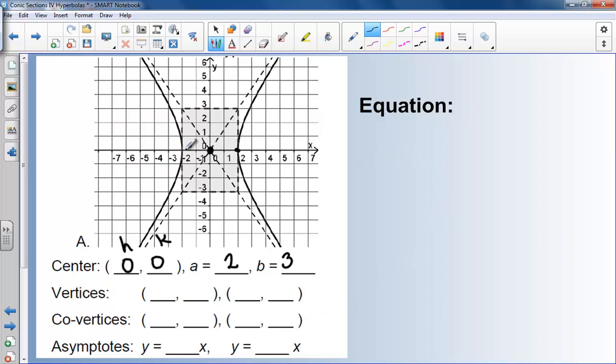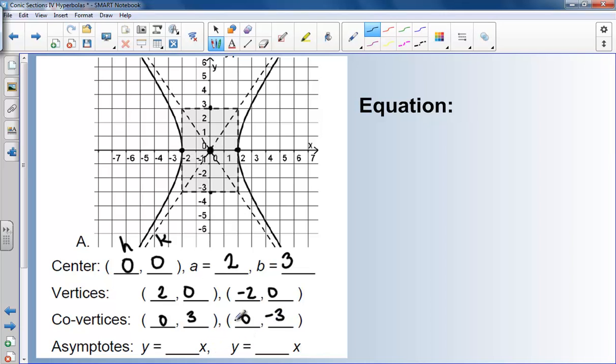And so start with vertices. So vertices are going to be where the graph is. So in this case, there are these points right here. And so I can write down the coordinates. It's at 2, 0, and at negative 2, 0. And then the co-vertices are going to be where you don't actually have a graph, but they are important points still, so I want to recognize them. And that is going to be at 0, 3, and 0, negative 3.